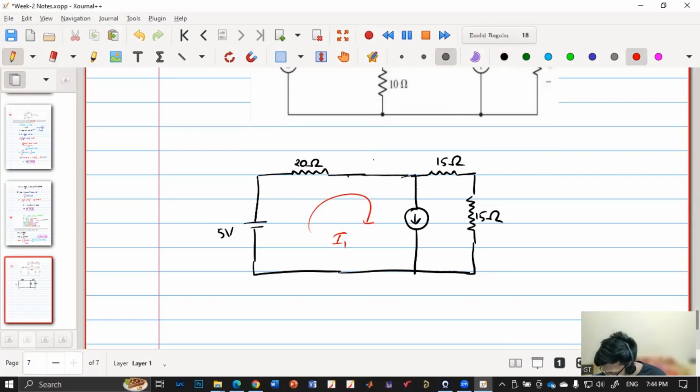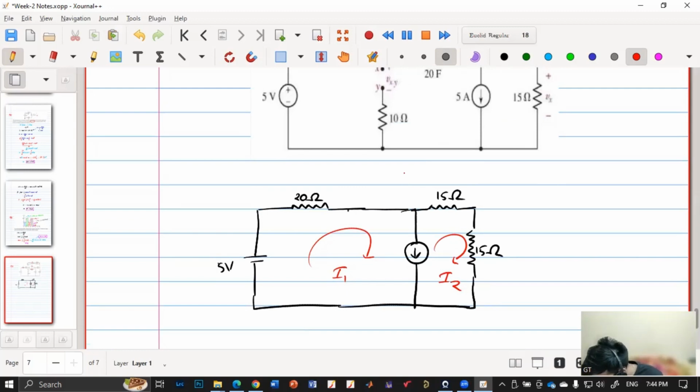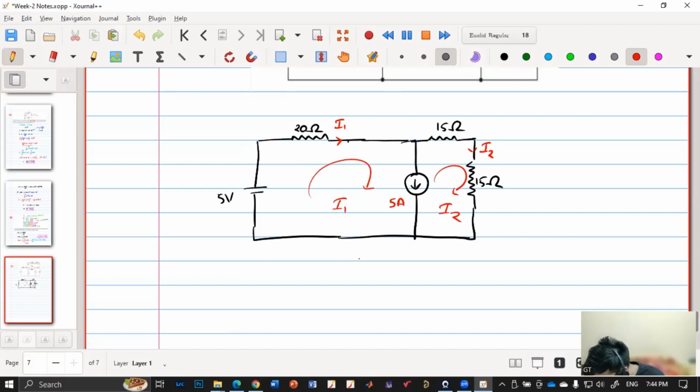So I will put I1 here and I2 here. So what I'll be getting, this is again 5 amperes. So I need two equations for two unknowns. So this is my I1 and this is my I2. One equation I'll be getting is I1 minus I2 is 5 amperes.